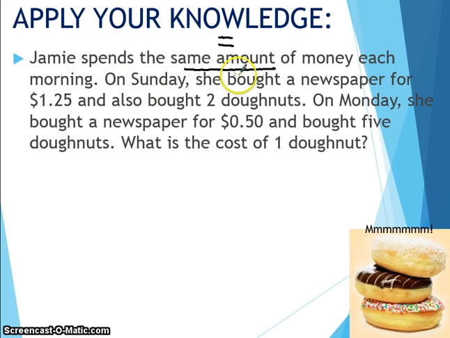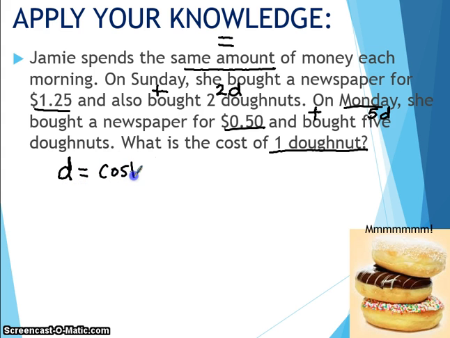On Sunday, she bought a newspaper for $1.25 and also, which I know will be added, and also bought 2 donuts. 2 times the price of a donut. So I'm going to put a D for the price of the donut. On Monday, she bought a newspaper for 50 cents and bought, so we'll be adding 5 donuts, or 5D. What is the cost of 1 donut? Well, I'm going to let the variable D be the cost of 1 donut.